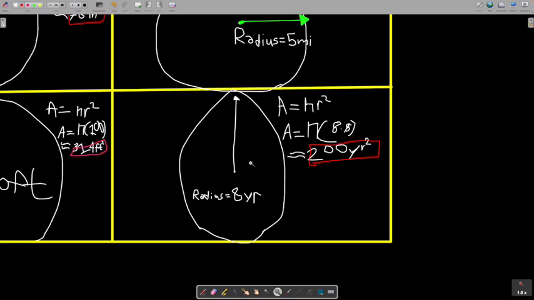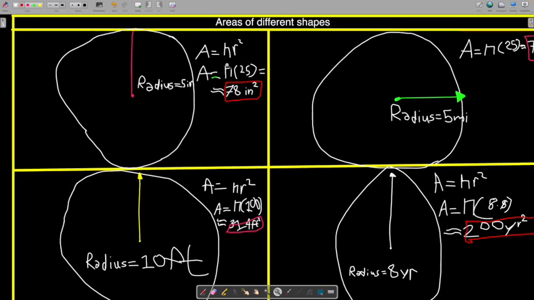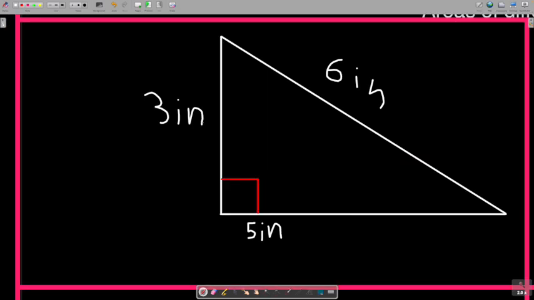So that's it for the circle. Next we will do the triangle. So we have this right triangle, 3 inches, 5 inches, and 6 inches. Here's the formula for the area of a triangle. It is BH over 2. B stands for base and H stands for height.